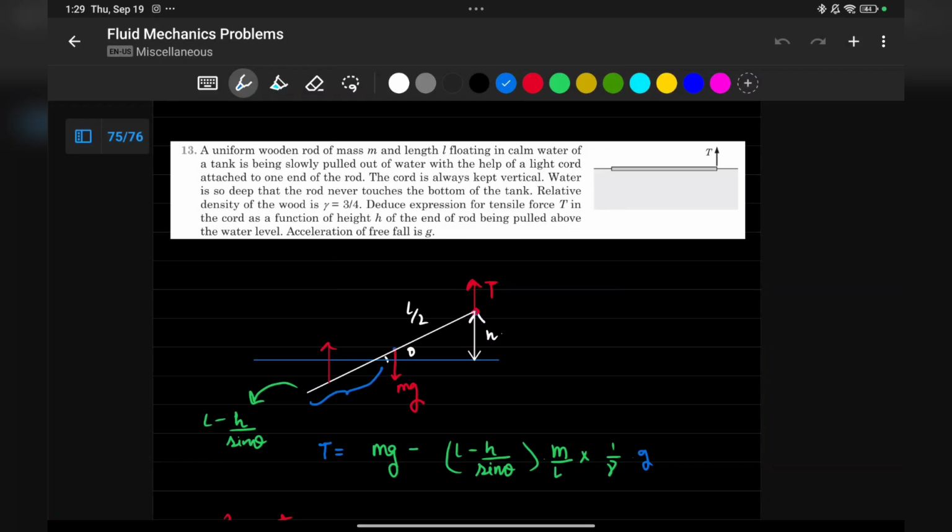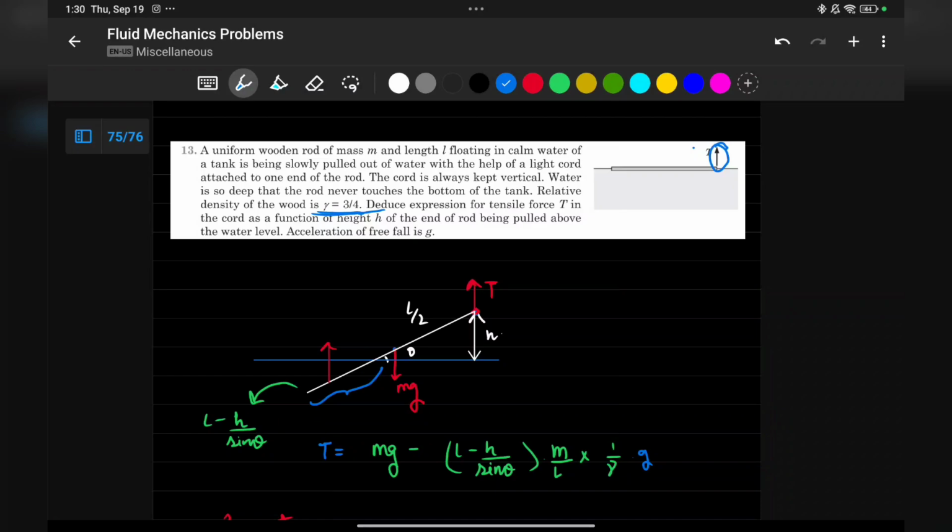A uniform wooden rod of mass m and length L floating in calm water of a tank is being slowly pulled out of water with the help of a light cord attached to one end of the rod. The cord is always kept vertical. Water is so deep that the rod never touches the bottom of the tank. The relative density, or specific gravity, of the wood is given as 3 by 4.